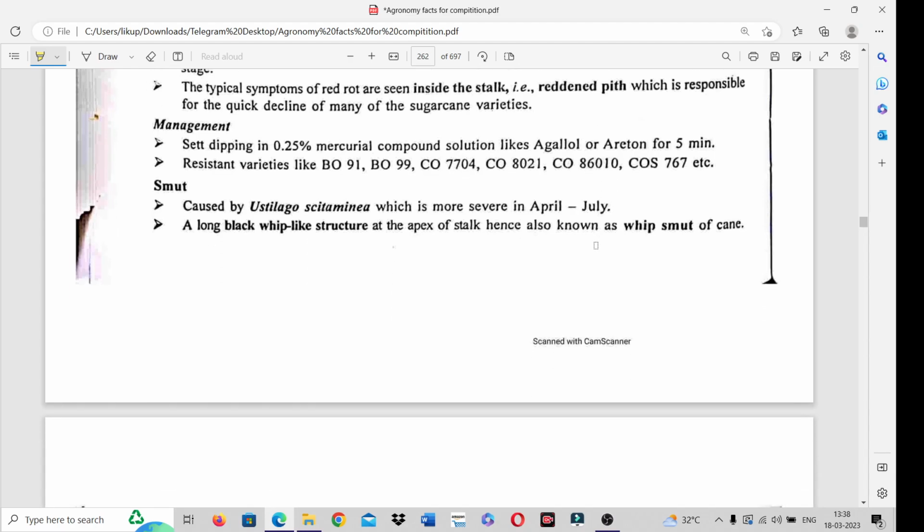Management is by sett dipping in 0.25% mercurial compound solution like Agallol or Aretan for 5 minutes.